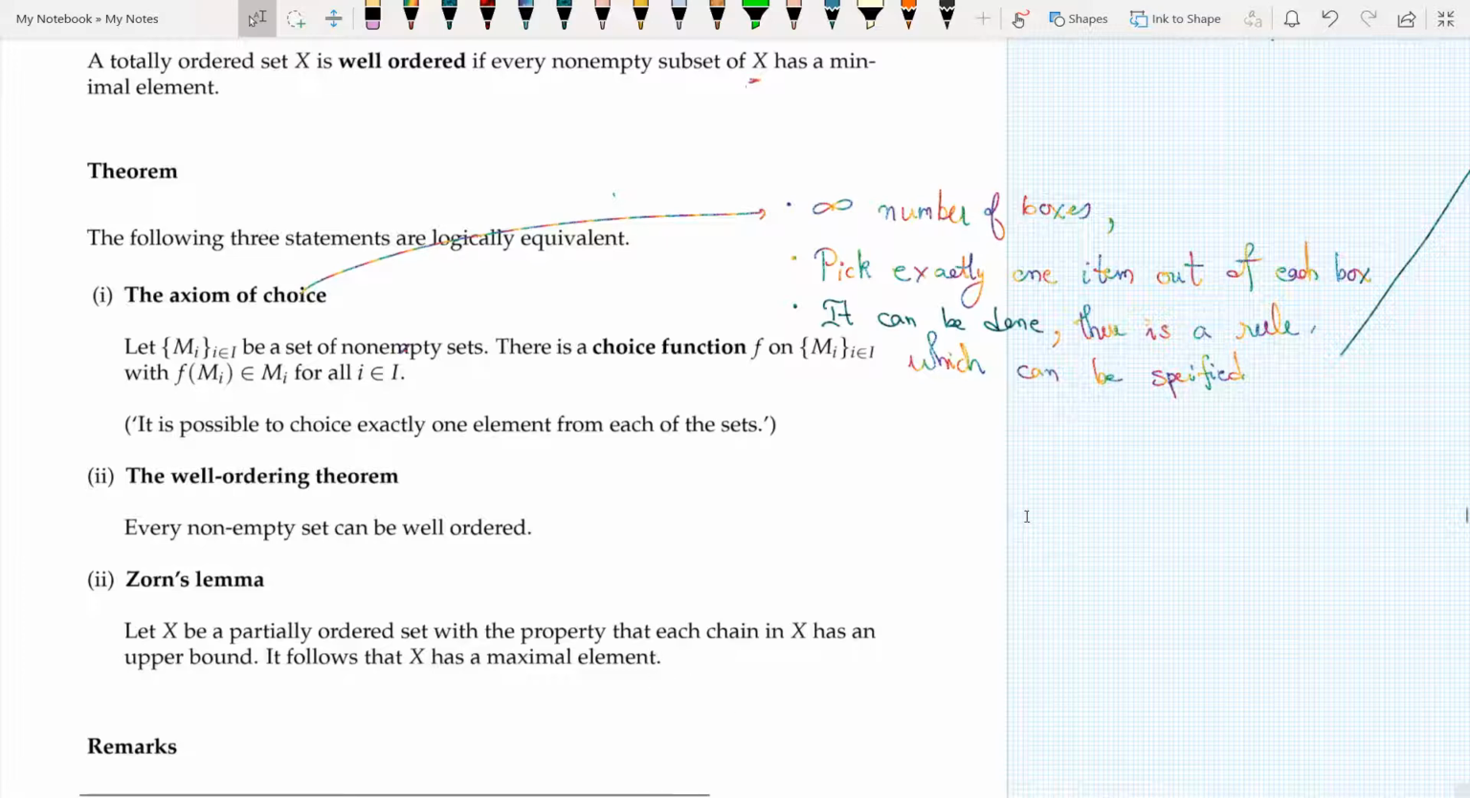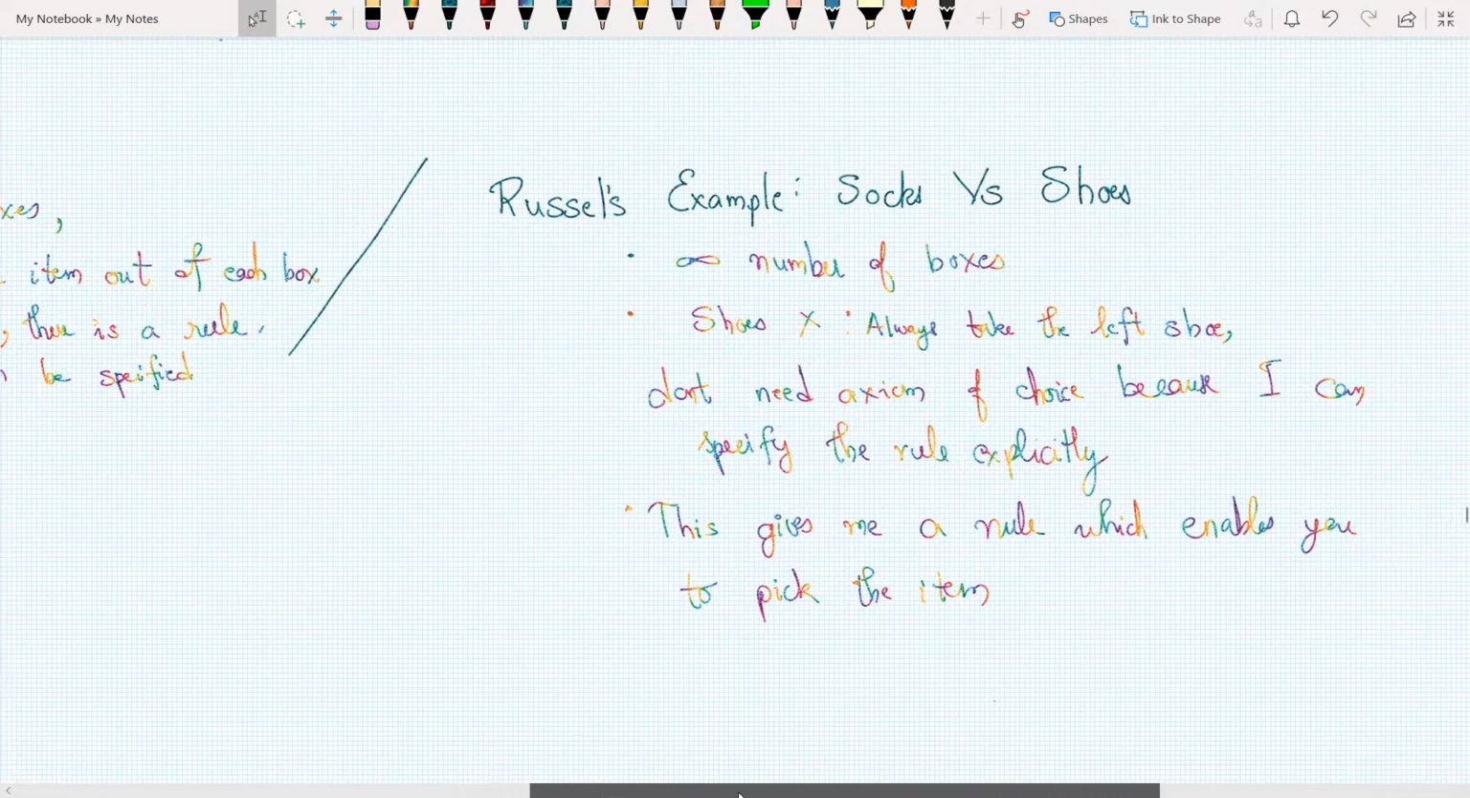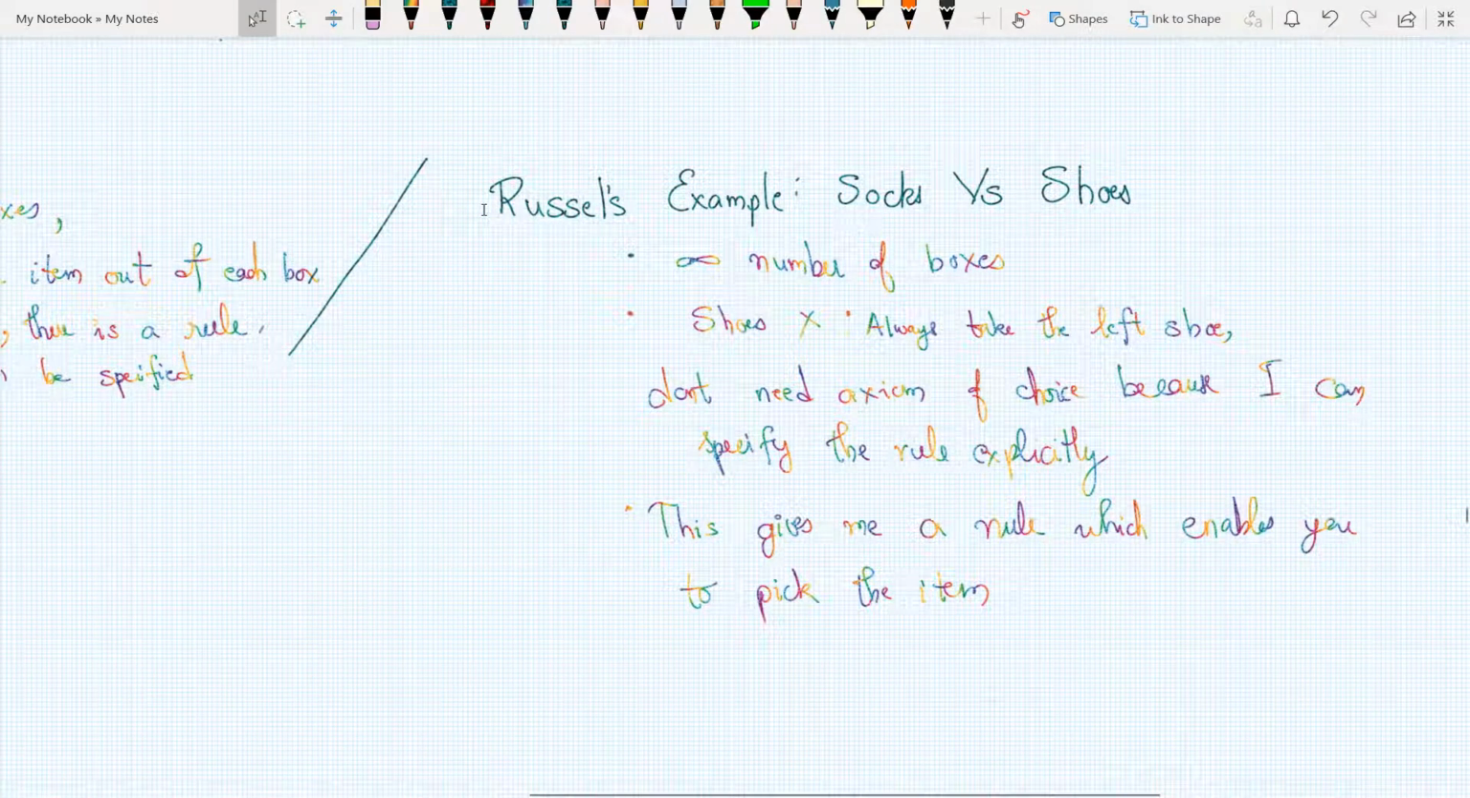The famous British philosopher and mathematician Bertrand Russell gave a very nice example about the axiom of choice. He said: suppose you have an infinite number of boxes and each of these boxes has a pair of shoes. If I want to take just one shoe out of each, I can specify a rule explicitly: take the left shoe, or take the right shoe. I do not need the axiom of choice in order to do that.